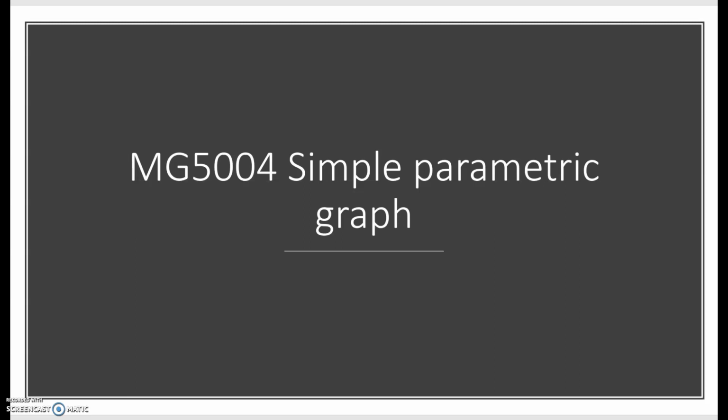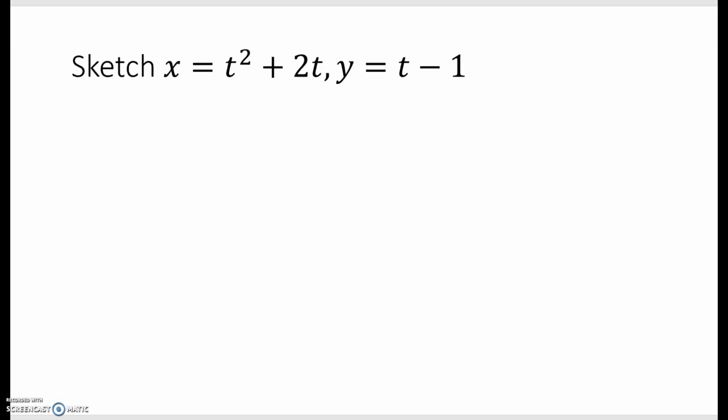This is a very short video on a very simple graph question where you're asked to graph a function where the variables are expressed parametrically. Now, it's a very easy one, but it does give you the idea of how you should proceed. Okay, there are the parametric expressions: x equals t squared plus 2t and y equals t minus 1.